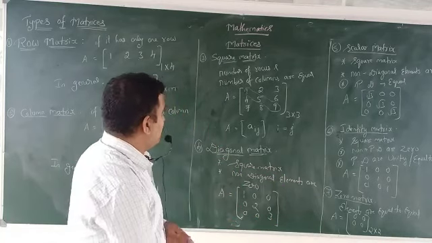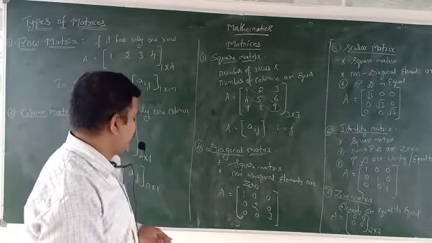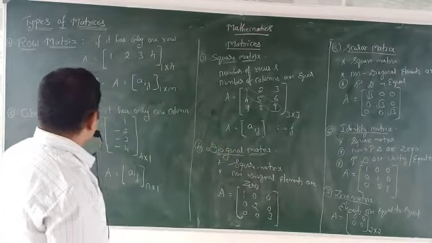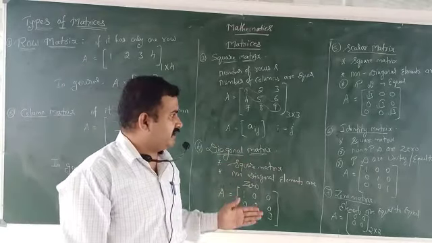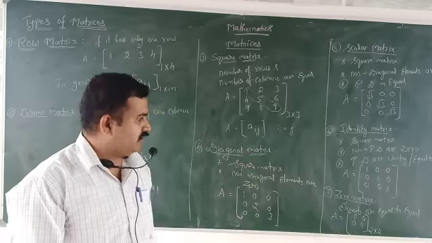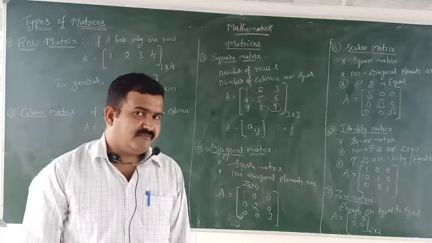This is how the definitions of the types of matrices go: the row matrix, column matrix, square matrix, diagonal matrix, scalar matrix, identity matrix, and zero matrix. These are the types of matrices.